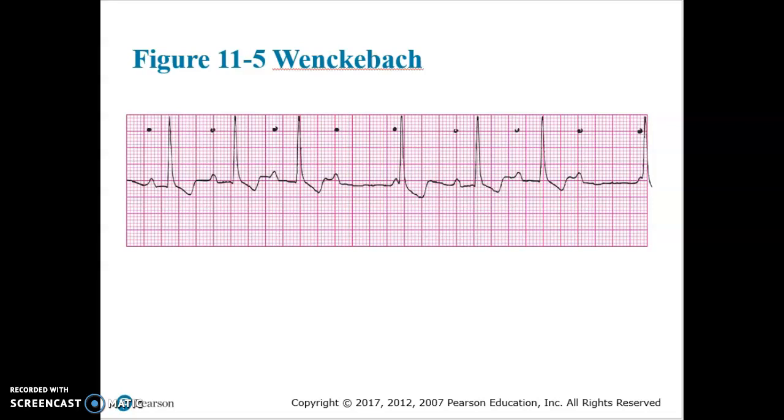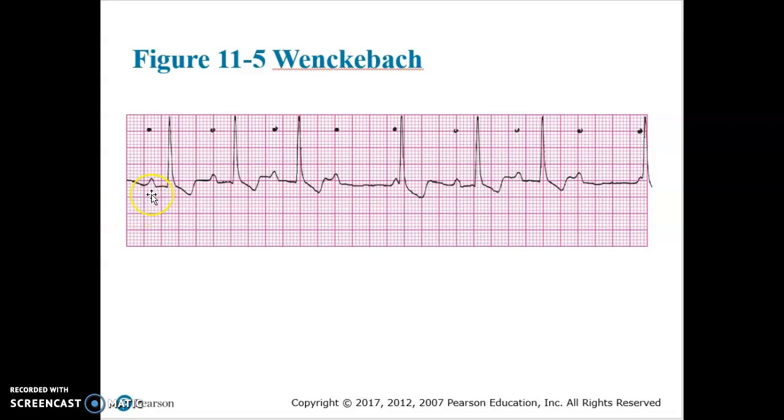The P waves here match and are upright, but some are not followed by the QRS, okay? The PP interval here is regular. We have an atrial rate of 83. The PR interval varies from 0.04 seconds to 0.28 seconds. So this goes to show us that it's Wenckebach.